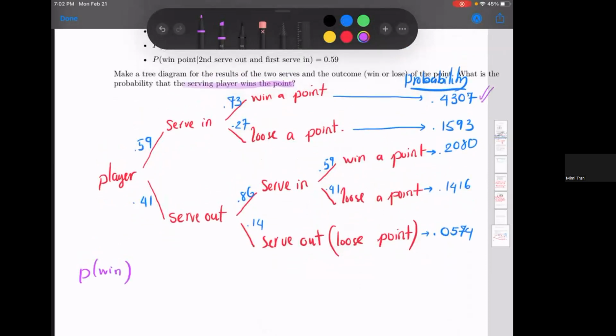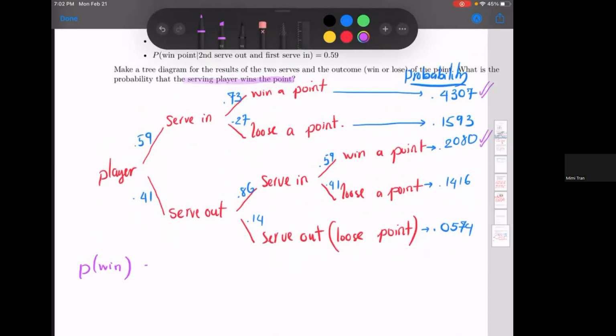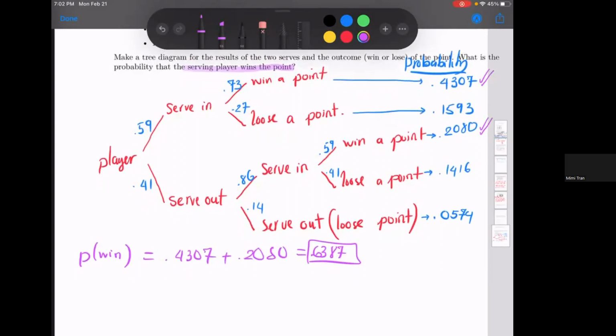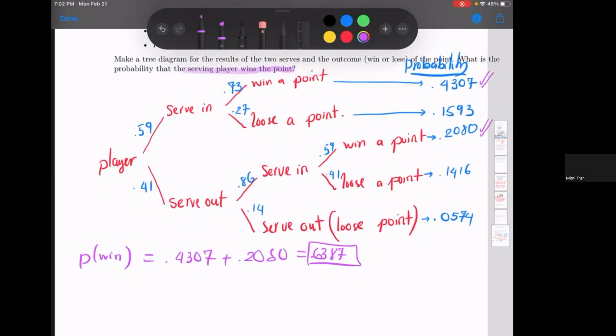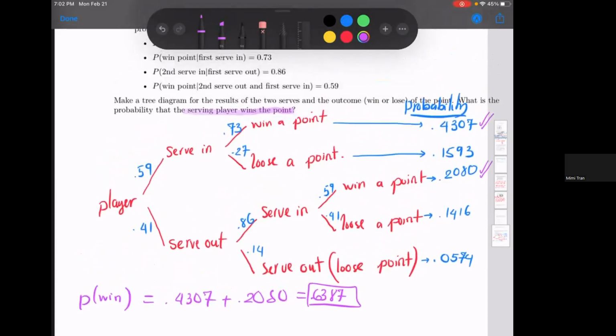That's it. So 0.4307 plus 0.2080, 0.6 something. Right. 7, 8, 3, 0.683. I'm sorry, 0.6387. Okay, so those should be easy ones.